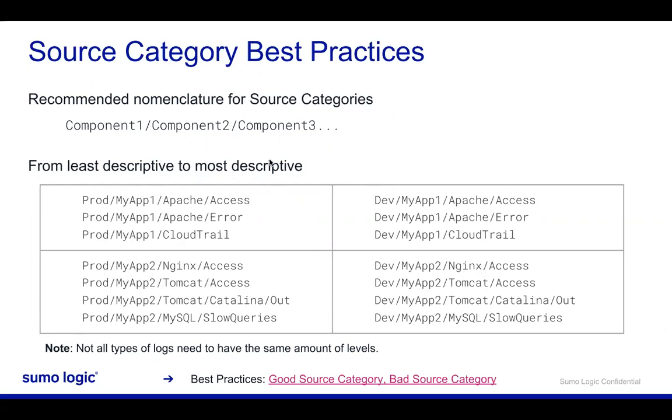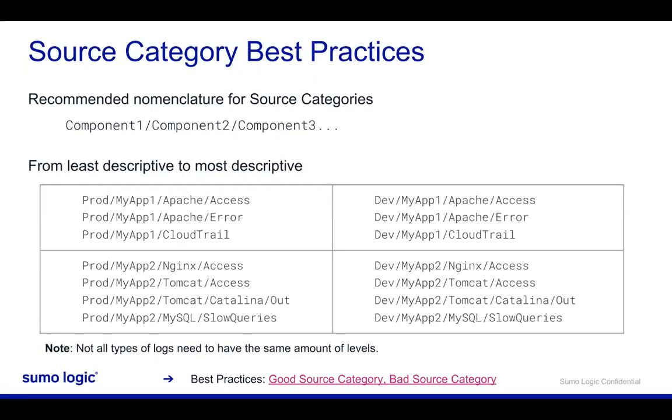Now with these components of the source category in general, you can see they have different levels. So for example, this prod my app 1 CloudTrail has 3 levels or 3 components. This one here, prod my app 2 Tomcat Catalina out, has 5. And that's fine. You don't need to have the same amount of components. But it allows you to start to take that data, split it up into names that make sense, and then are going to make it easier for your users to locate that data.